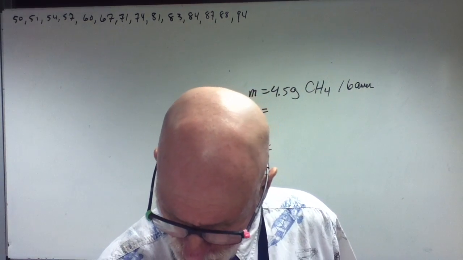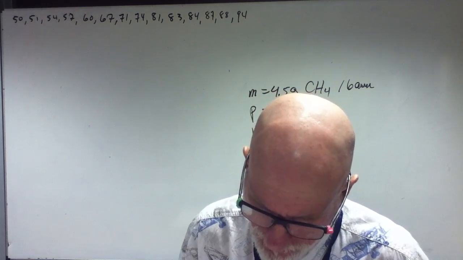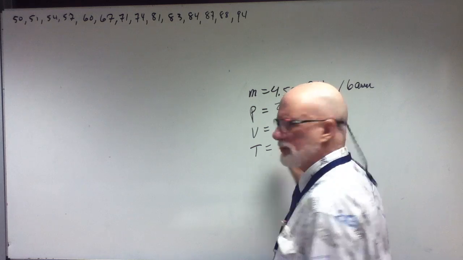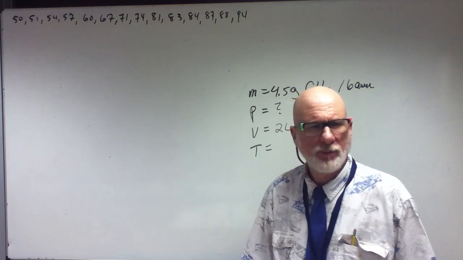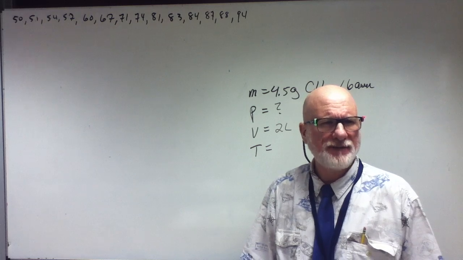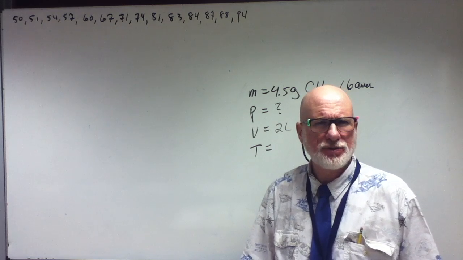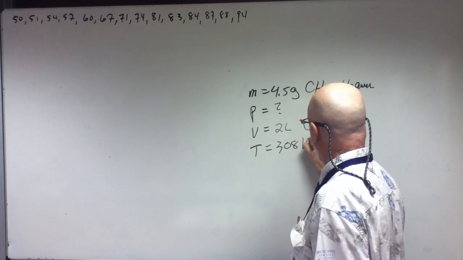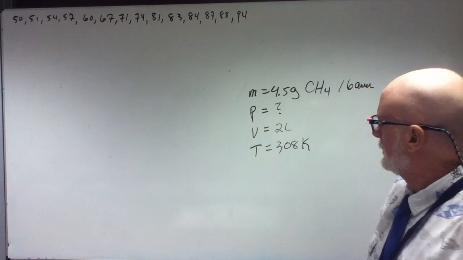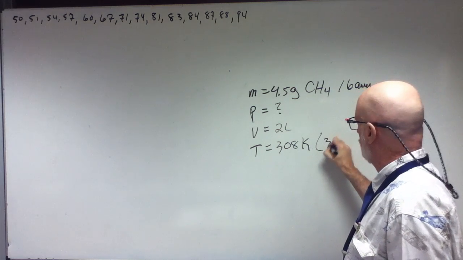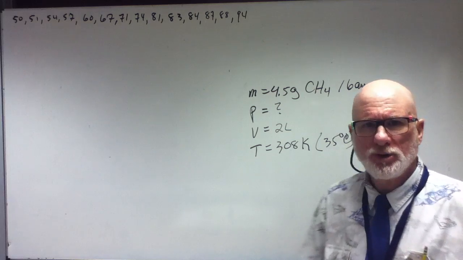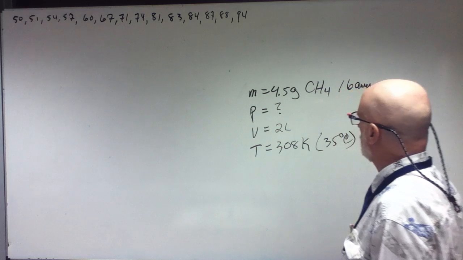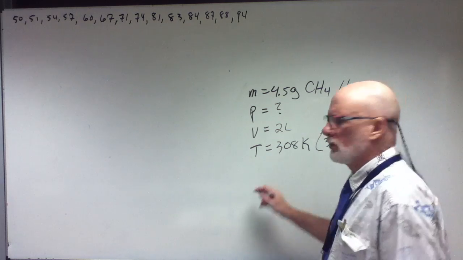67. The volume is 2 liters, right? We're looking for the pressure. And the temperature is what? 35 degrees Celsius, which is 308 Kelvin. Is that correct? Always put the change in parentheses. You got to do it. Understood? Yes. Okay, good. Now, what are we missing?